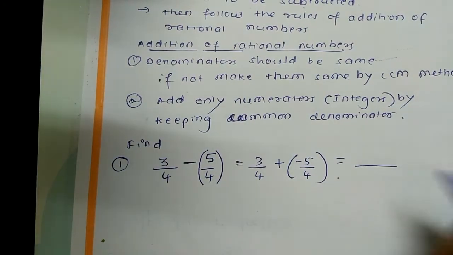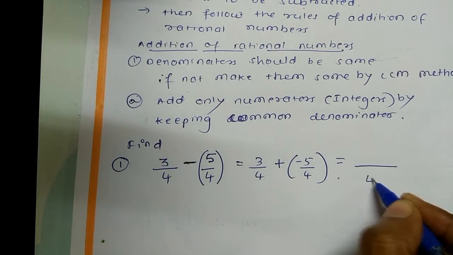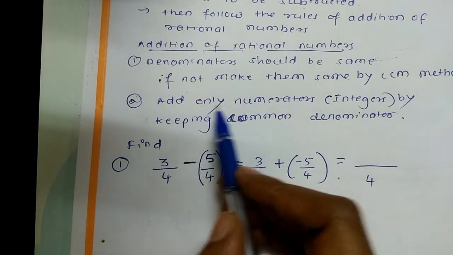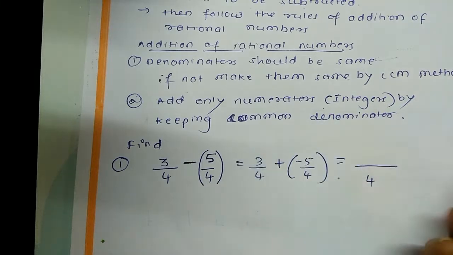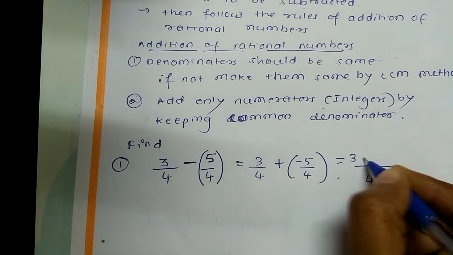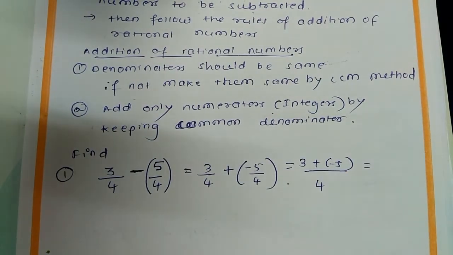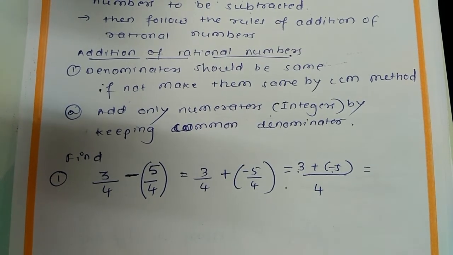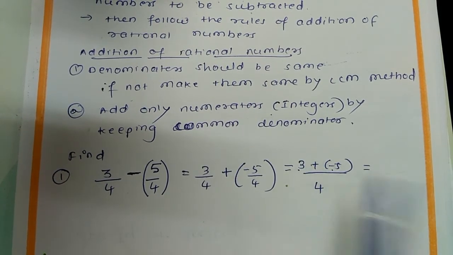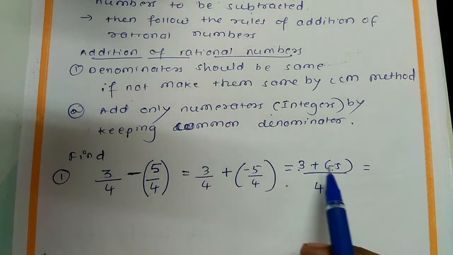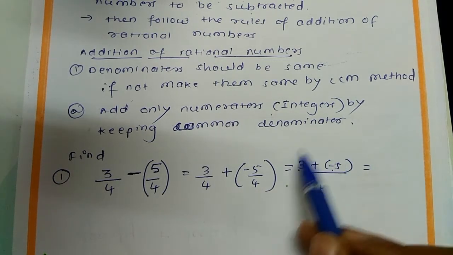Then follow the rules of addition of rational numbers. It is the same as integers. Keep the denominator same, common 4, and add only the numerators. So 3 plus minus 5. In integers, suppose one is positive and one is negative, then we have to subtract them. Here you have to be very careful: in integer addition, it doesn't mean that you have to add only. It depends on the sign of the integer, whether it is positive or negative.